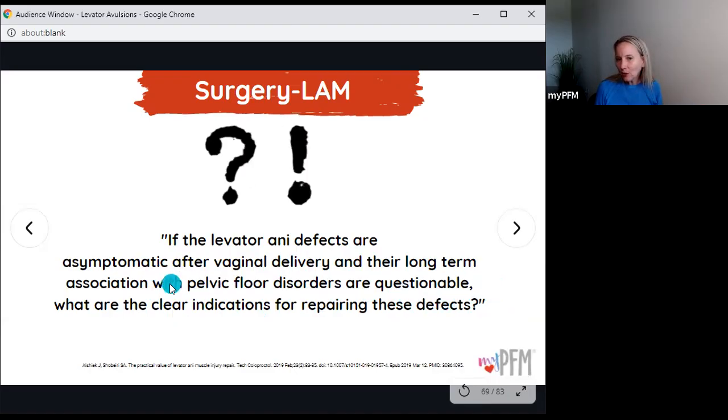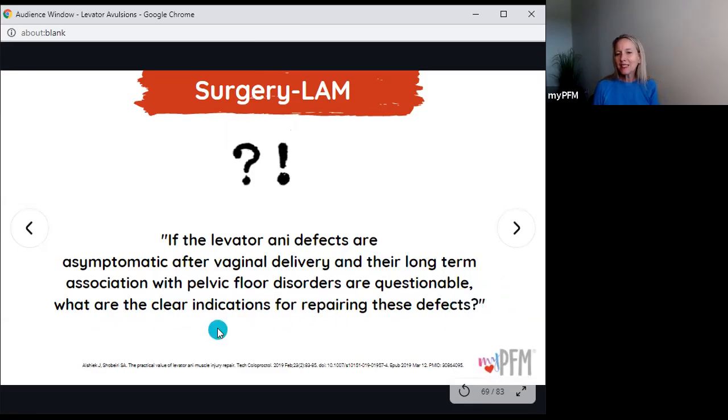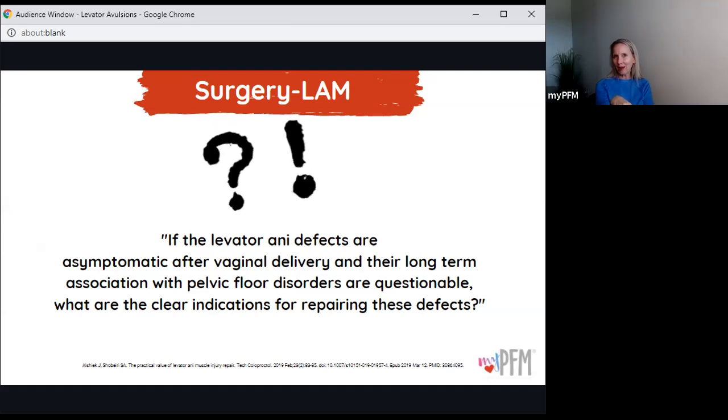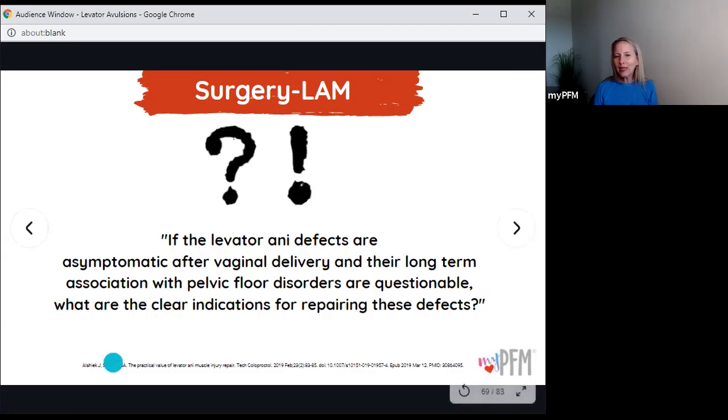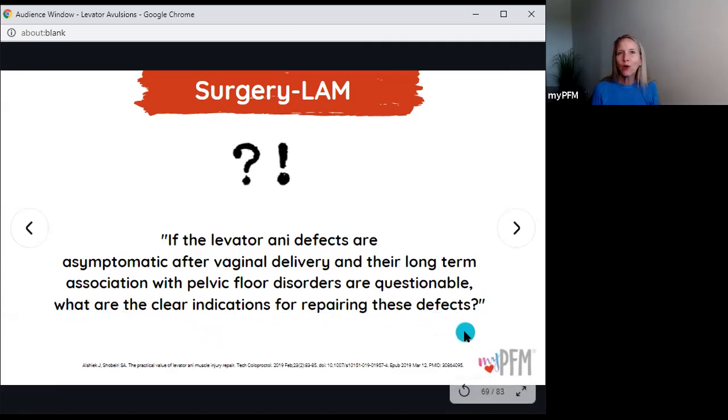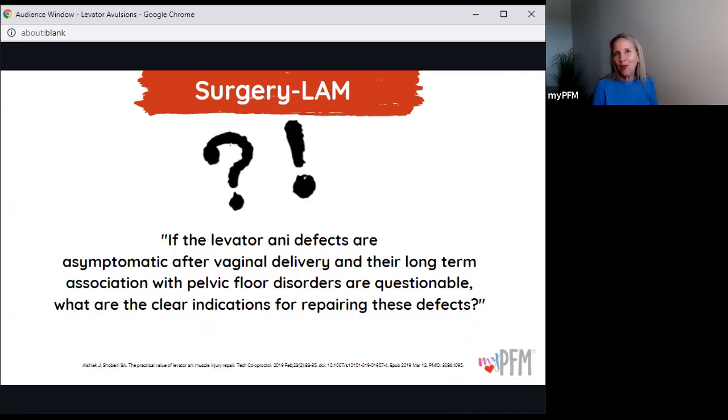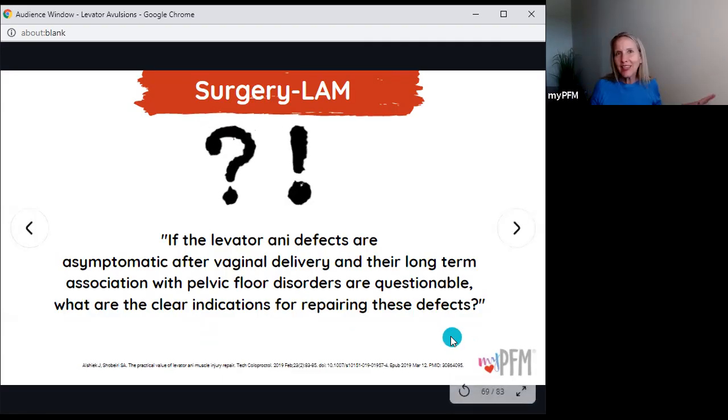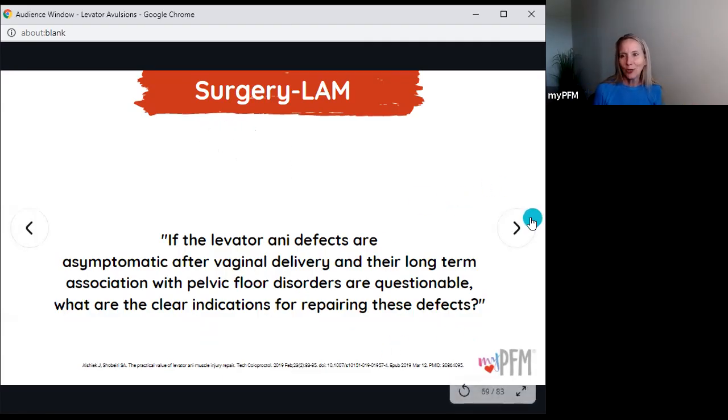I would have liked that included, and then I would actually take out this final sentence, because if you understand that there's a huge impact on pelvic organ prolapse and that pelvic organ prolapse has a huge impact on quality of life in so many areas, why do we even need this last part? What are the clear indications for repairing these defects? Well, the clear indications are that they're at a risk for pelvic organ prolapse, and all of the things that entails. So that's my personal interpretation here.